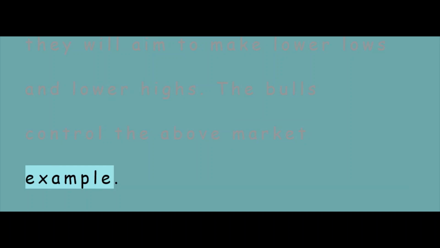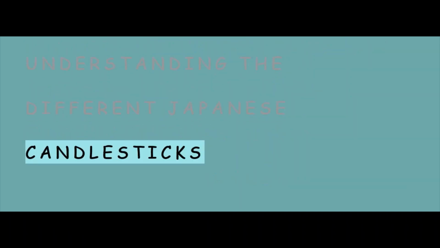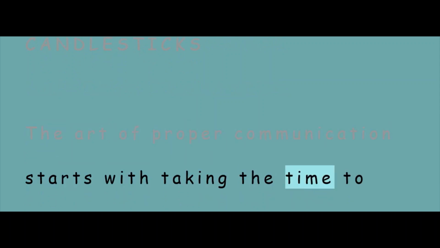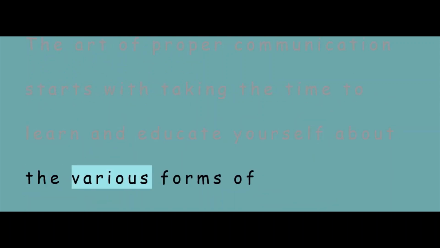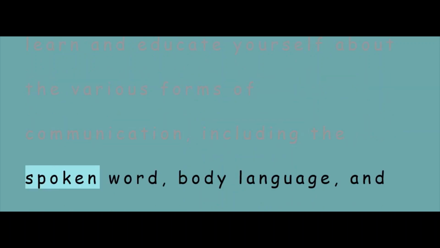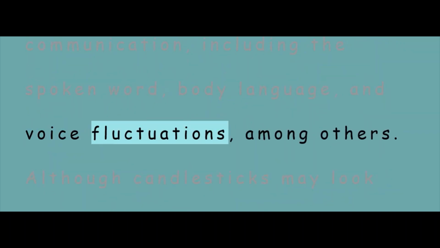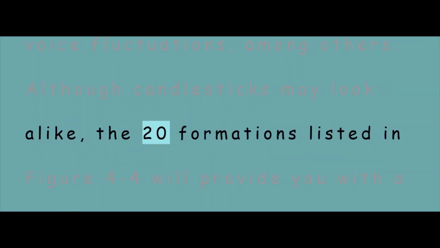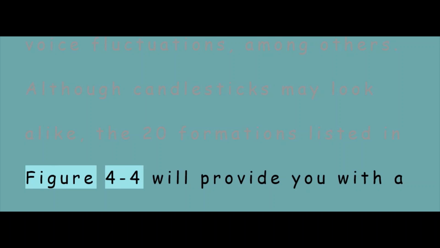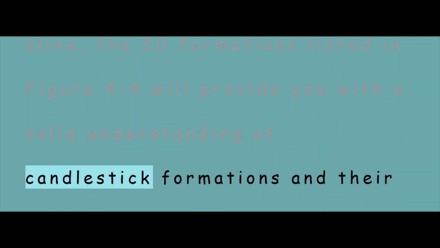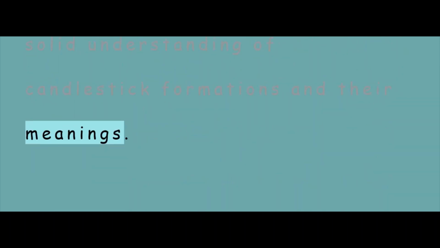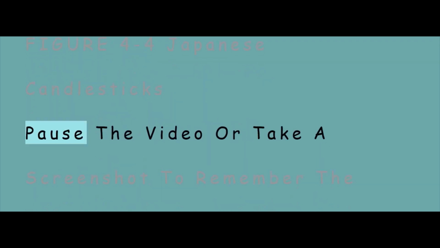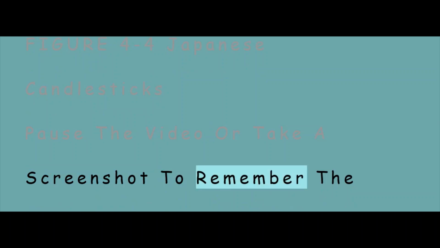example. Understanding the different Japanese candlesticks. The art of proper communication starts with taking the time to learn and educate yourself about the various forms of communication, including the spoken word, body language, and voice fluctuations, among others. Although candlesticks may look alike, the 20 formations listed in Figure 4.4 will provide you with a solid understanding of candlestick formations and their meanings. Figure 4.4 Japanese Candlesticks. Pause the video or take a screenshot to remember the patterns.